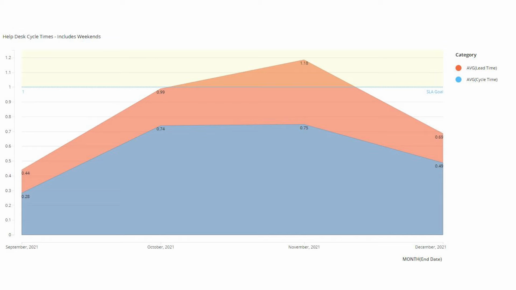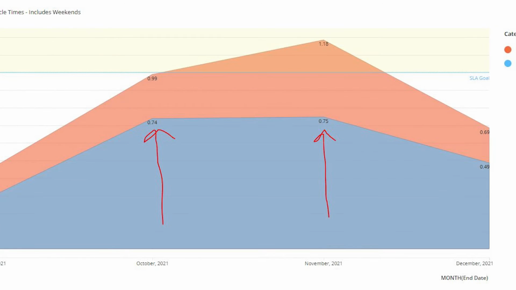So if you look at the chart here, I'm showing a lead time and a cycle time on the same graph. And you can see that in this instance, the cycle time for October and November was nearly identical, but the lead time was much longer in November. This means that the agents were able to resolve inquiries in the same amount of time, but from the customer's perspective, November took much longer to resolve their issues.